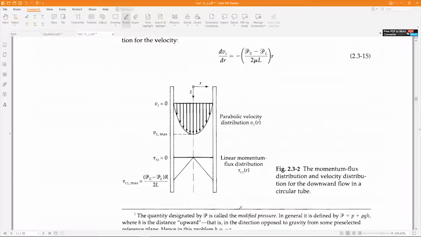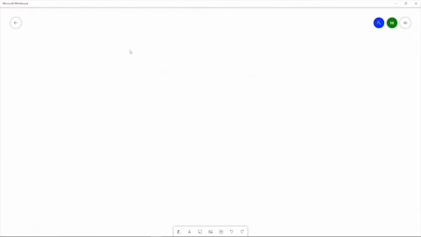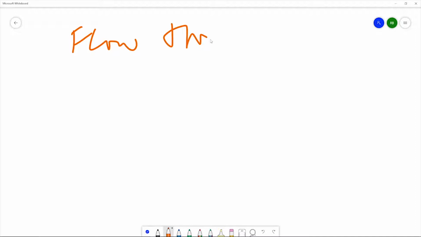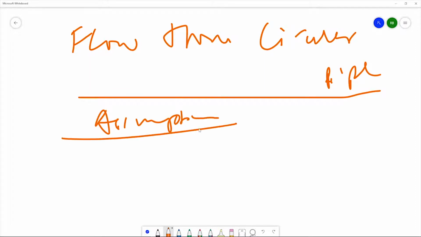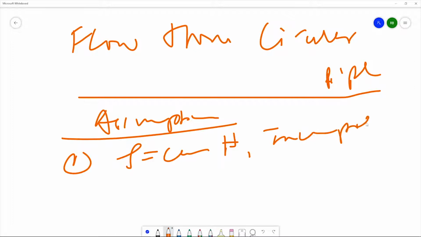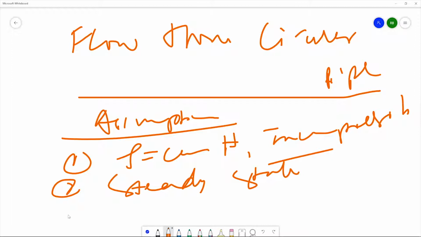So the thing is, first make the assumptions, right? Flow through circular pipe. So what are the assumptions? Write down the assumptions. It is same as before. Incompressible flow, rho is constant, right? You write incompressible flow. Then you can write it is steady state, no change with time, steady state flow.